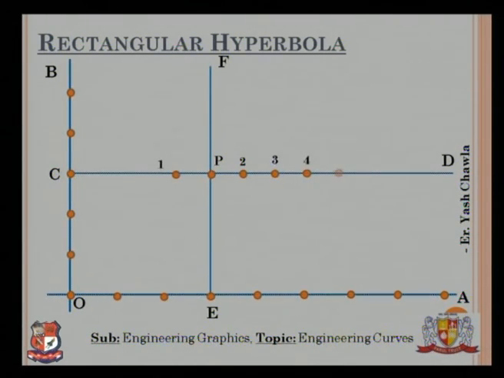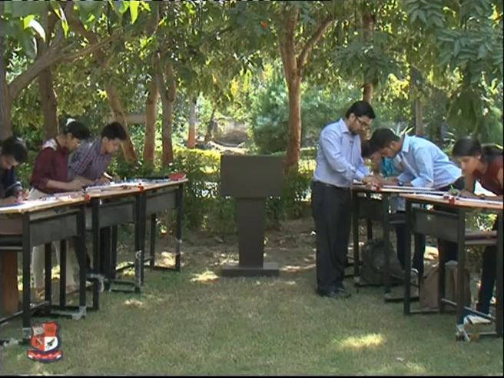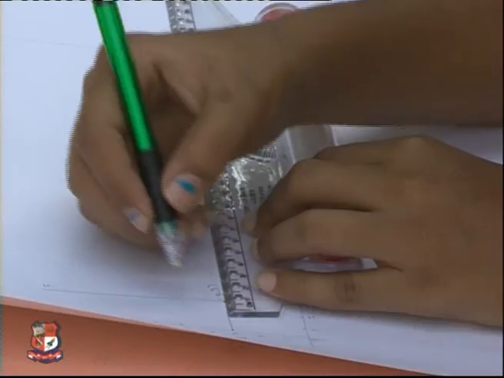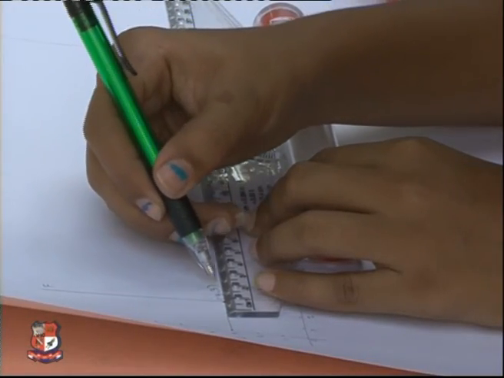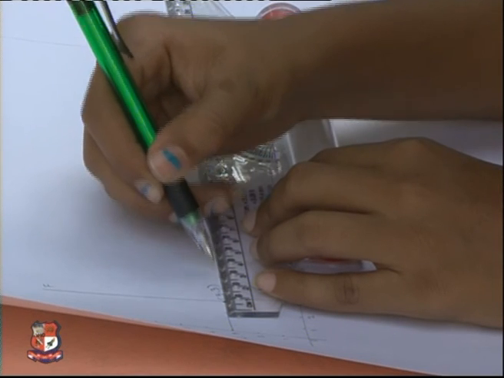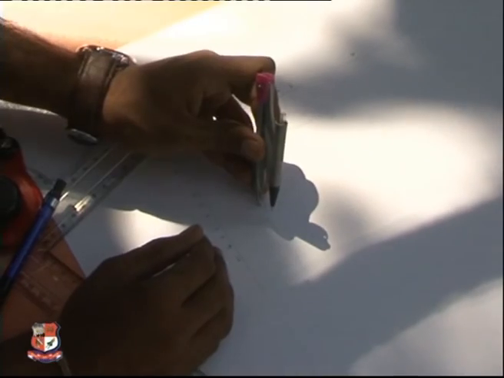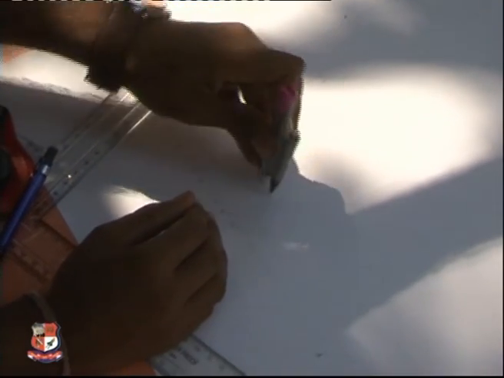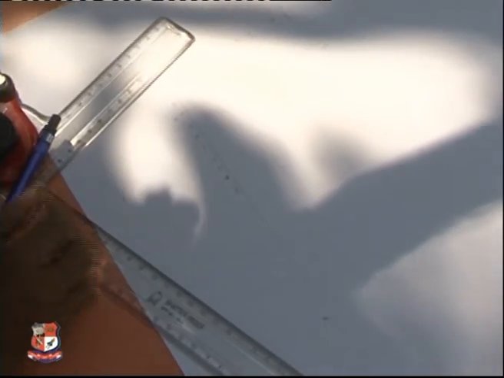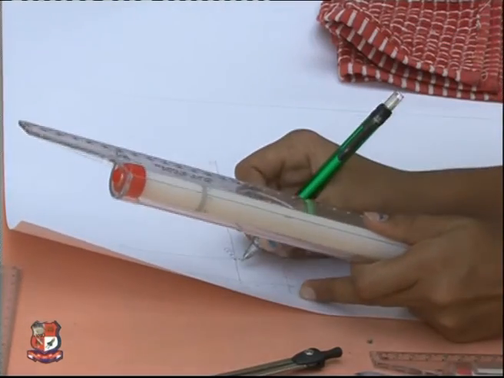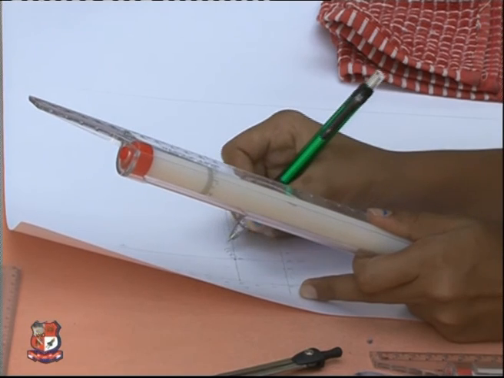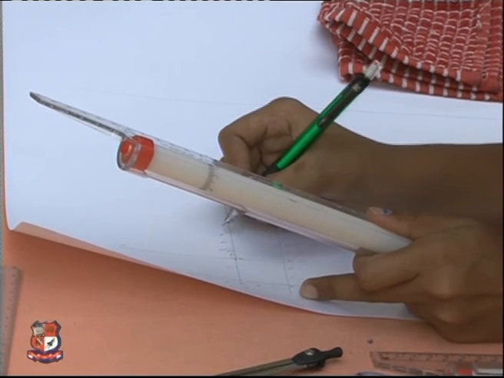Now mark equal points with one point beyond P and the rest of the points here. No need to measure the distance, we just have to divide it into equal parts, say 5 mm here, 5 mm here, like this. That's it. 7 points. Mark them starting from here: 1, 2, 3, 4, 5, 6.